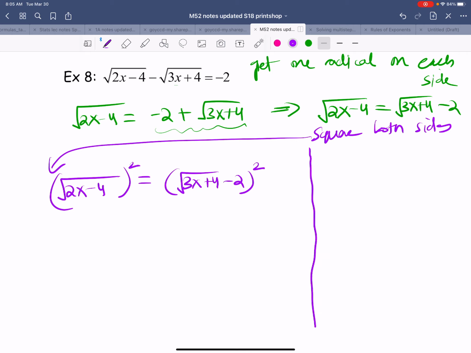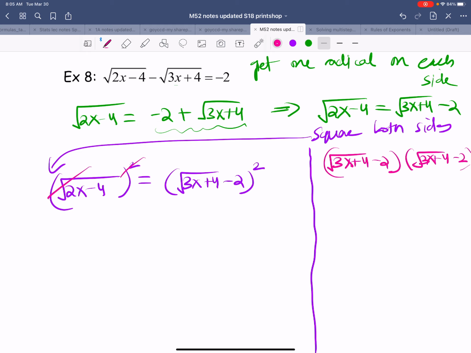Now the left hand side is easier because the square root and square will cancel each other. The right hand side is a bit more work because you have a binomial in there. So you actually have to write two parentheses next to each other and then FOIL, because you cannot cancel the square root and square because you have a binomial inside. There is more inside. You're not able to just cancel the square root and the square.